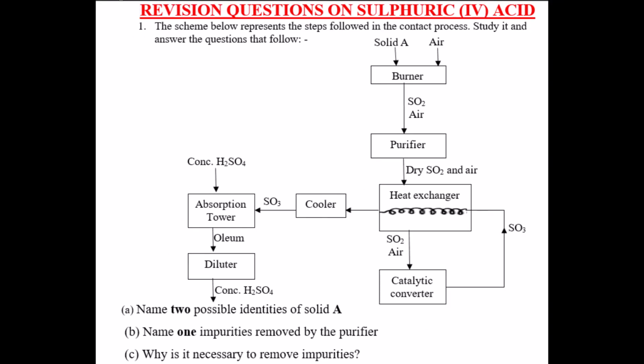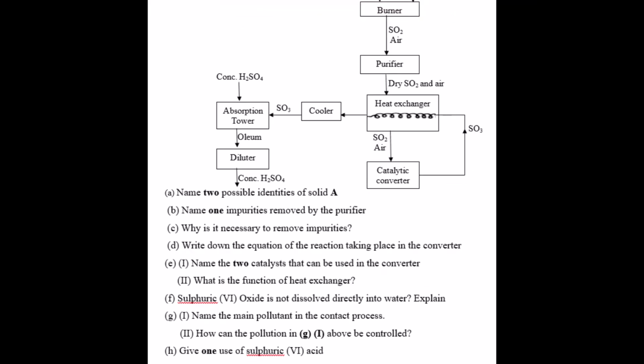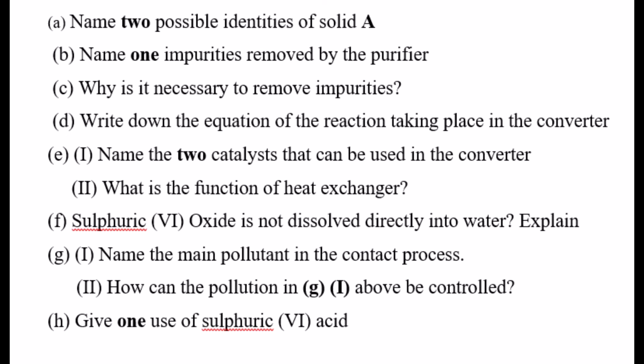So the student, for instance, is to name 2 possible identities of A, then name the impurities that are removed, why it is necessary to remove the impurities, write down the equation in the converter, 2 possible catalysts, the function of the heat exchanger, why sulfur trioxide is not dissolved in water directly, name 2 pollutants in this process, how the pollution can be prevented, and give 1 use of sulfuric acid.